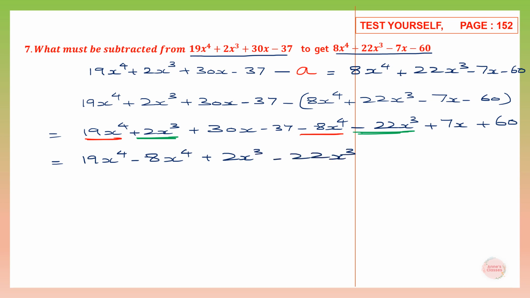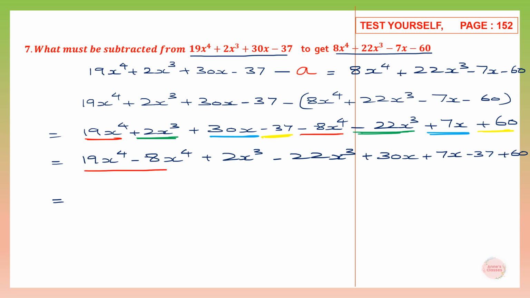Now let's take x here. Here we have an x. Here also we have an x. So that will be plus 30x plus 7x. Now let's take the whole numbers. Whole numbers are minus 37 and plus 60. So minus 37 plus 60. Now let's work on these.